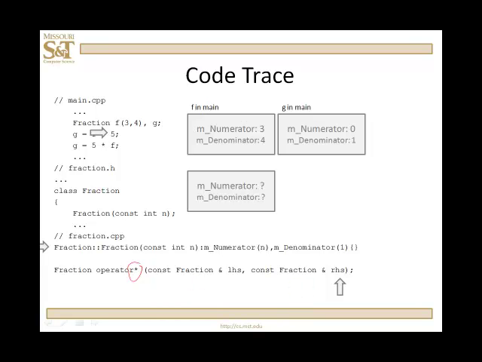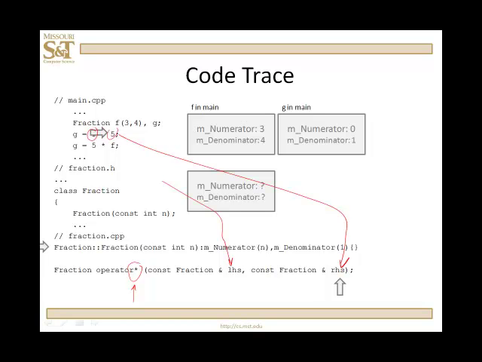So what we're trying to do is call this function, star operator, with a fraction and an integer, meaning f is going to go in for the left-hand side and 5 in for the right-hand side. The problem is 5 is not a fraction, right? It's got to be a fraction.